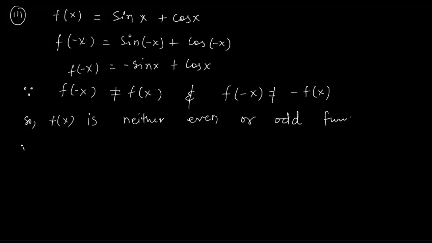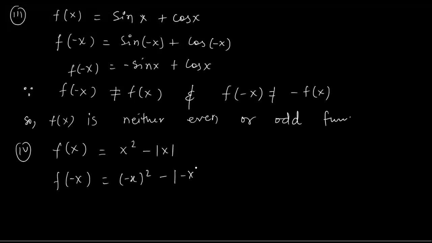Let us see our last example, the fourth one. Here f of x equals x square minus mod of x. Basically x square and mod of x are both even functions, so the difference of two even functions is itself an even function. So we can directly say that this function is even. However, if you replace negative x in place of x, you still get the same result. Mod of negative x is simply mod x and negative x square is simply x square. So f of minus x is f of x. So we conclude this is an even function.